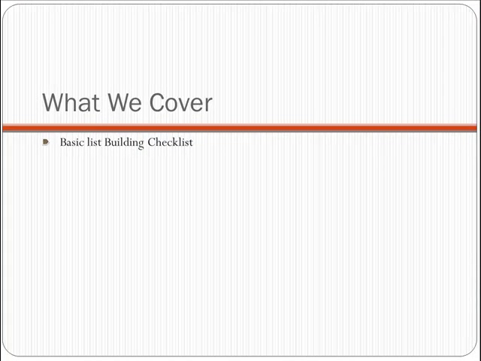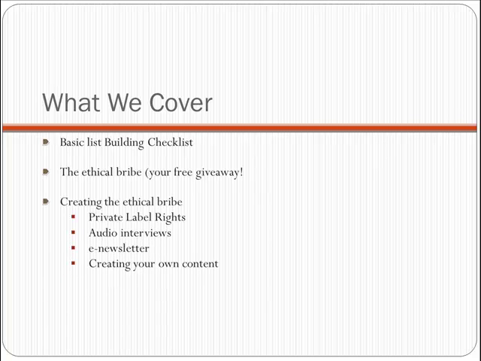What we're going to cover, we're going to be talking about the basic list building checklist. We're going to go back over this a little bit really quick, of what you need to get started with your list building. We're going to be talking about your ethical bribe, your free giveaway. Not only just talking about it, we're going to be actually getting into creating that ethical bribe. Creating the ethical bribe, private label rights, audio interviews, we're going to talk about e-newsletters, and creating your own content. This is going to be some really good training. We're also talking about the squeeze page structure.